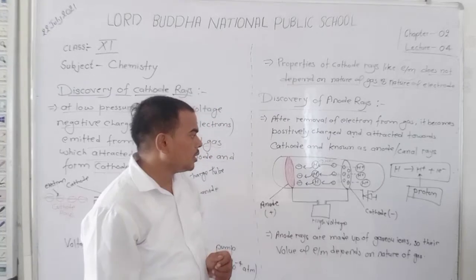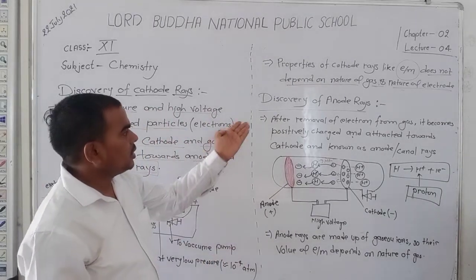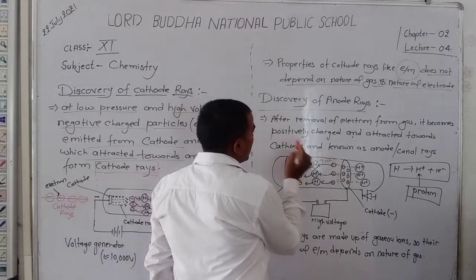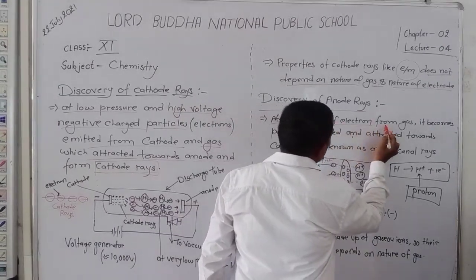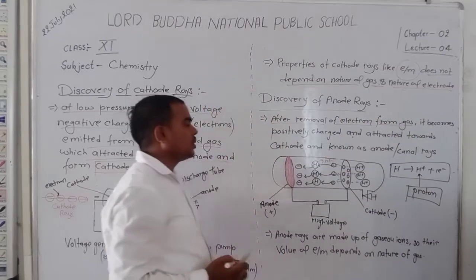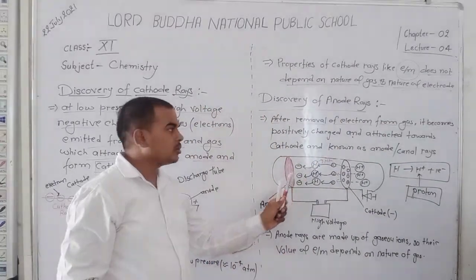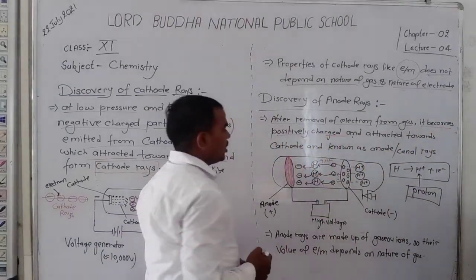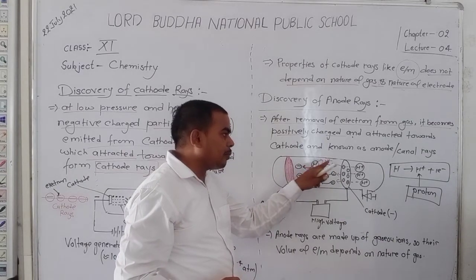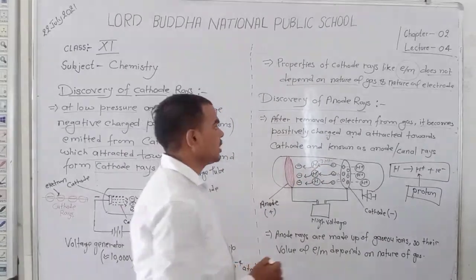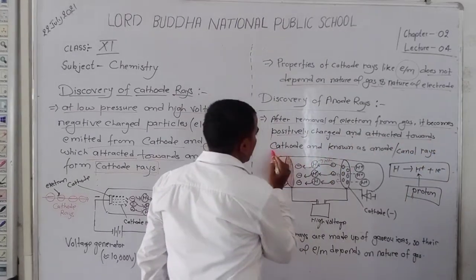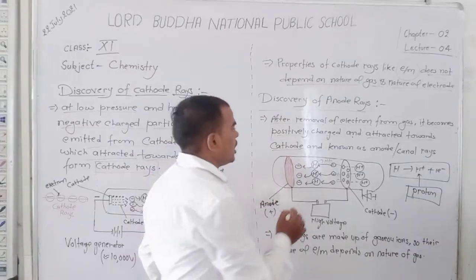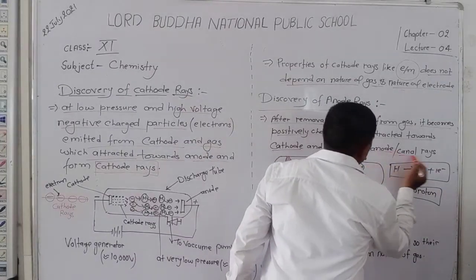Okay, dear student, read here the given content. After the removal of electrons from the gas, dear student, when the gas removes its electrons, it becomes positively charged. When hydrogen removes its electrons, it becomes positive charge hydrogen, H+, and is attracted towards the cathode because it has positive charge, and known as anode rays.